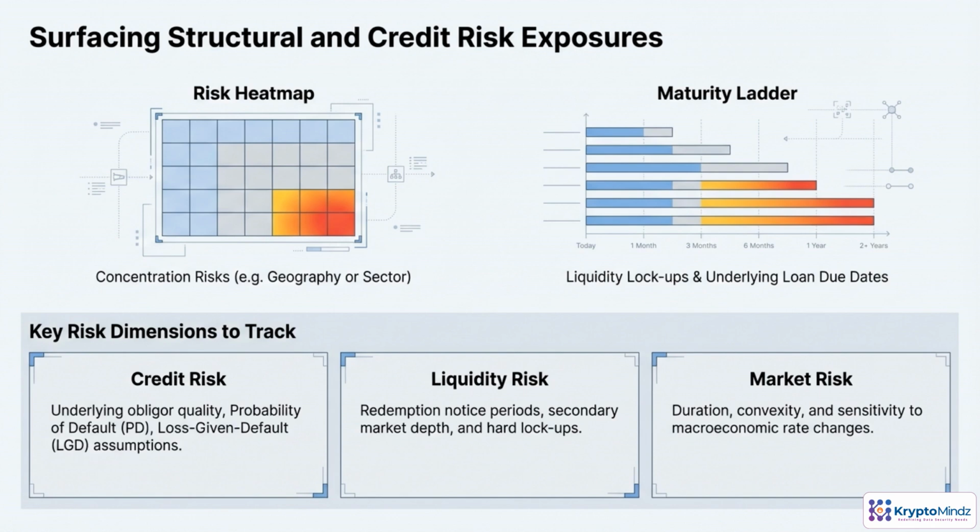Shifting from DeFi-native risk to RWA risk really means asking three things: who might not pay? Can I exit when I want? And how do rates or markets hurt me? Concentration charts and heat maps show where credit risk is clustered by sector, borrower, or geography. Maturity ladders reveal liquidity risk, when loans repay versus when investors can redeem. On top of that sits market risk, how sensitive the structure is to interest rate moves and macro shocks.